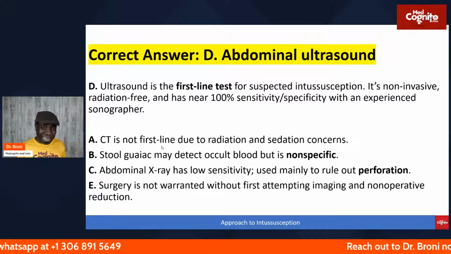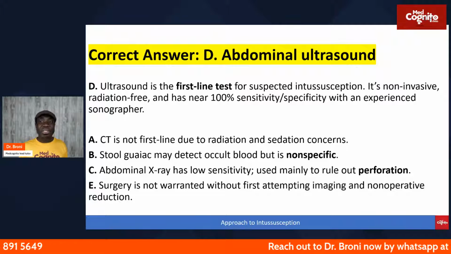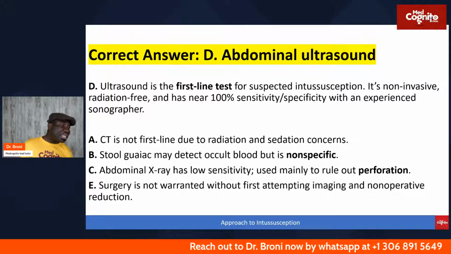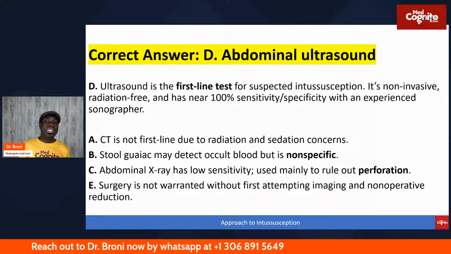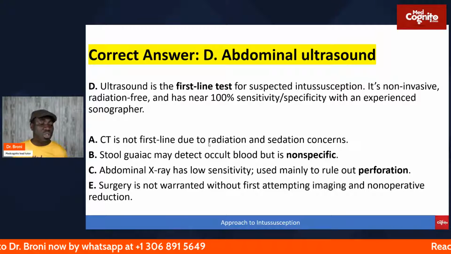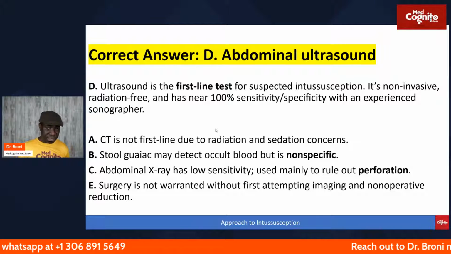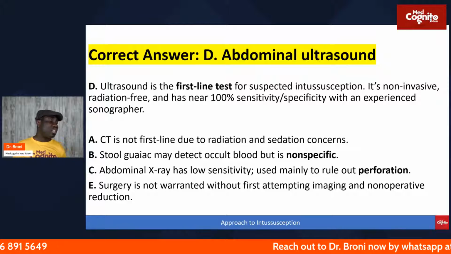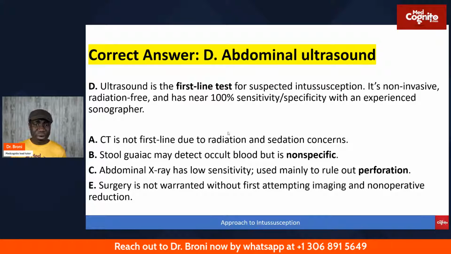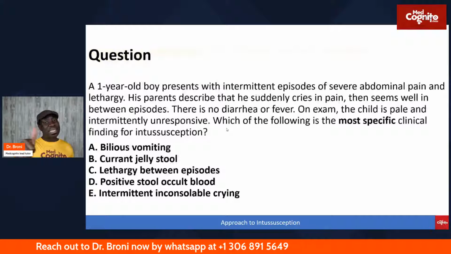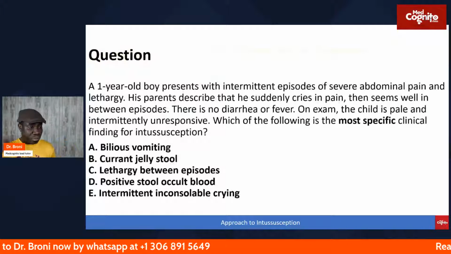Ultrasound is the first line test for suspected intussusception. It's non-invasive, medication-free, and we get almost 100% sensitivity and specificity when the ultrasonographer is experienced. Remember that CT scan is not the first test. We use CT scan when ultrasound is non-specific, right? That's when we use CT scan. And CT scan also has high levels of radiation as well.